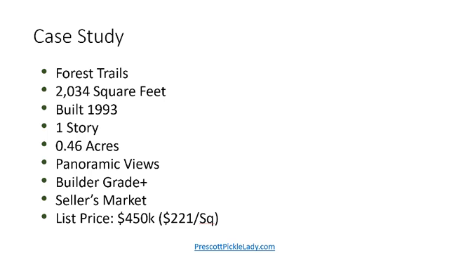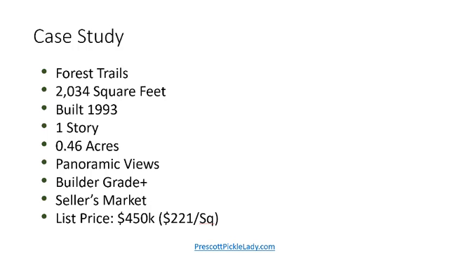a case study. So I grabbed an actual house. This house is on the market at this time. It's in Forest Trails. It has 2,034 square feet. It was built in 1993. It's a one-story house, has almost half an acre. Panoramic views. Views are very nice. Inside, the finishes are what I would describe as builder grade plus. Not the best, but not the worst. Kind of on average for that area.